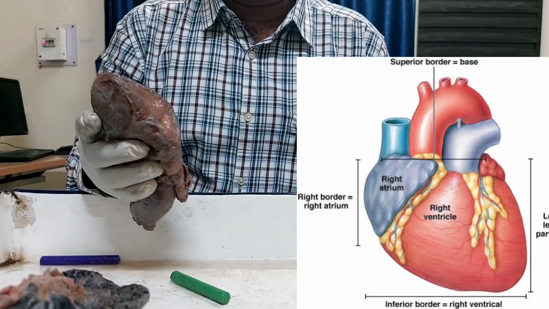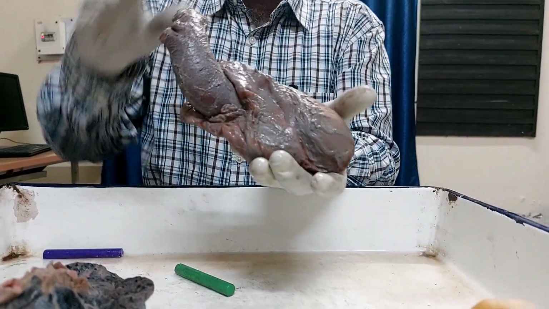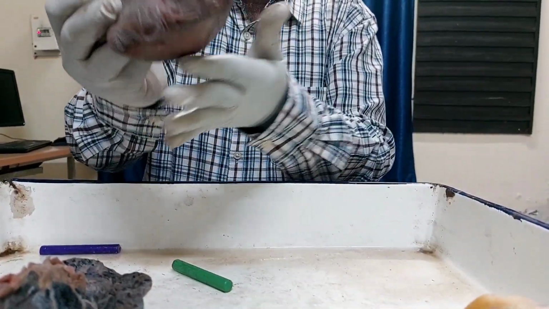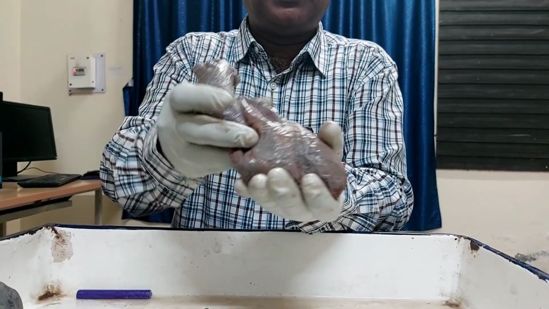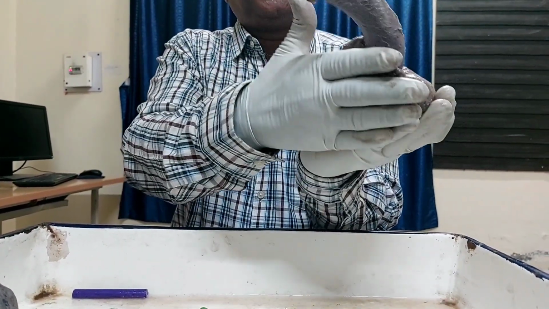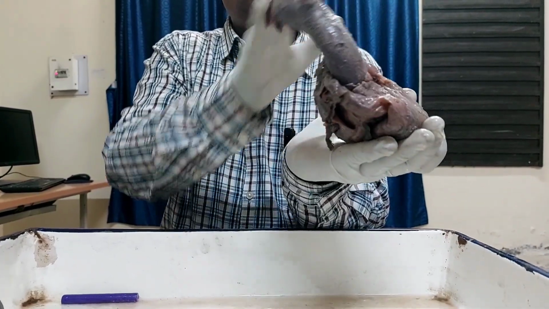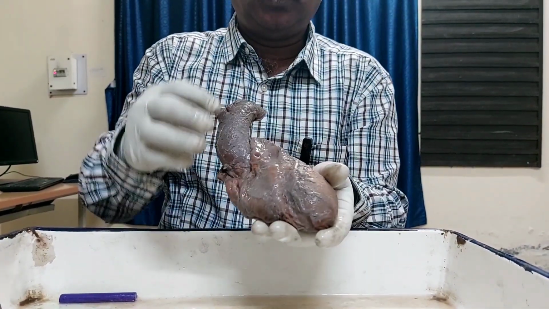Sometimes students make a mistake. If they are asked what is the base, they think this is the base. But it is not the base, it is the diaphragmatic surface. The base is this one. This posterior surface is the base, opposite to the apex. Very common mistake.